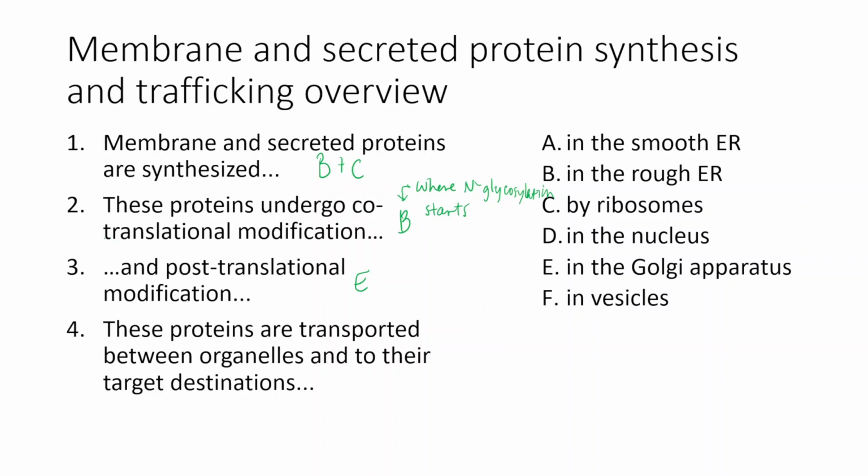And what about O-glycosylation? Those are two examples, one of co-translational modification and one of post-translational modification, that both start in very specific regions.